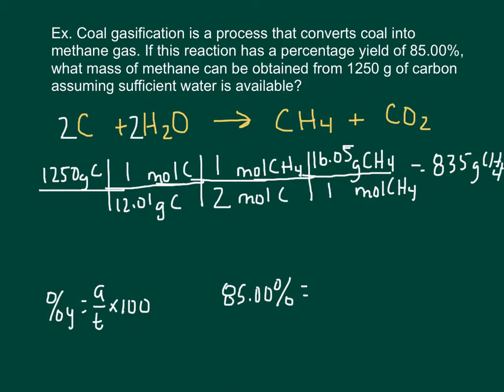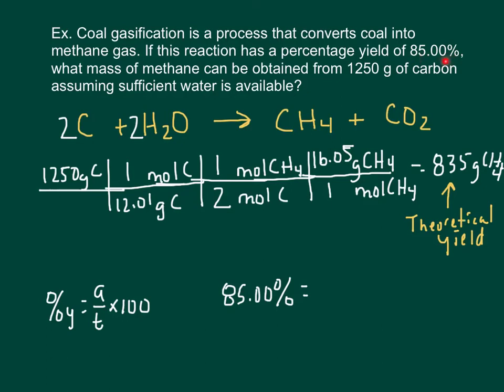This is what I like to do each time. I like to label that as the theoretical yield. I'm doing that for myself. You can just put TY if you need to. Theoretically, we should walk out with that much. But it says we only get 85% of that. Up here in the problem, it says 85% yield is what we're going to get.